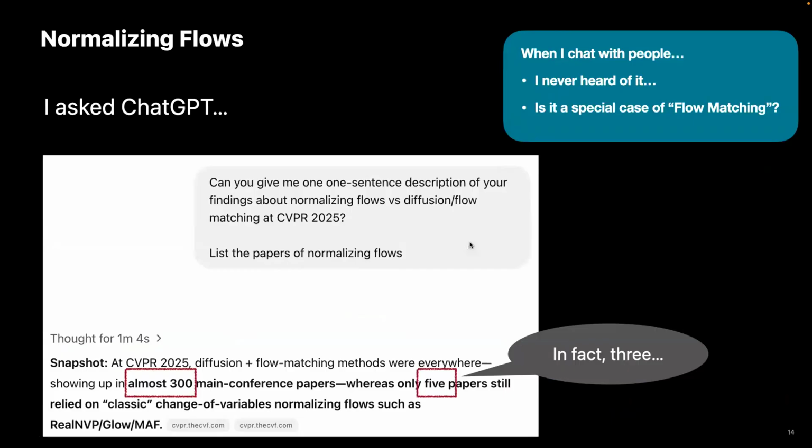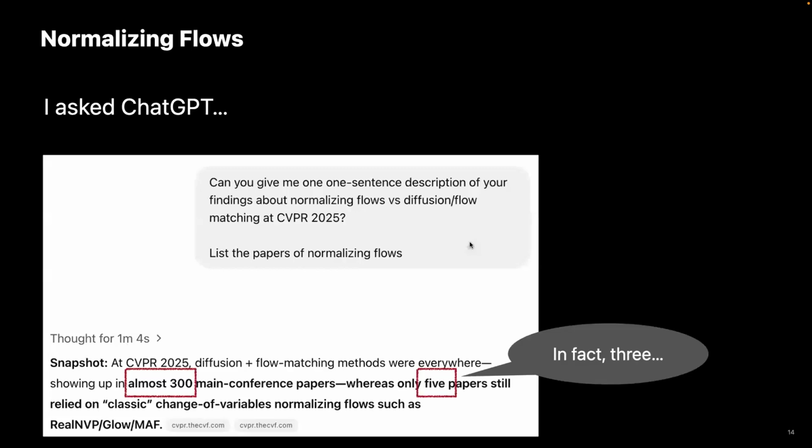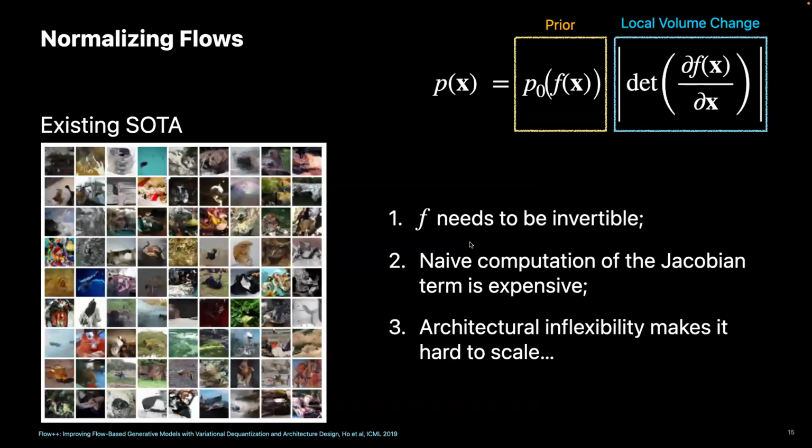ChatGPT about how many papers we have submitted to CVPR, accepted in CVPR, compared to the diffusion and flow matching based. It's basically only like 3 papers using techniques of traditional normalizing flows, but 300 papers using flow matching or diffusion models. So why is that the case? I think the main reason is it simply does not work.